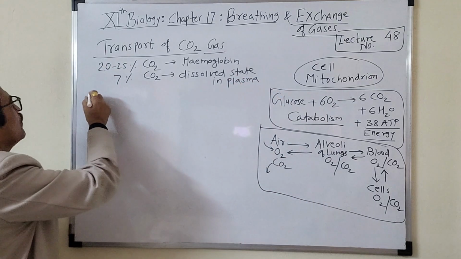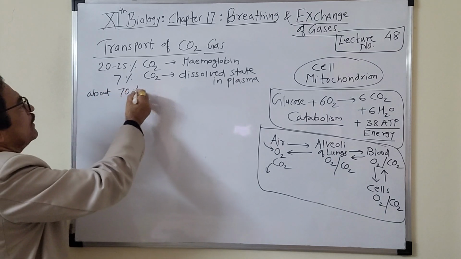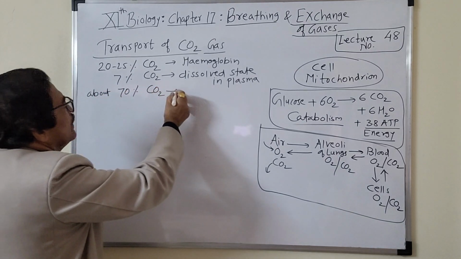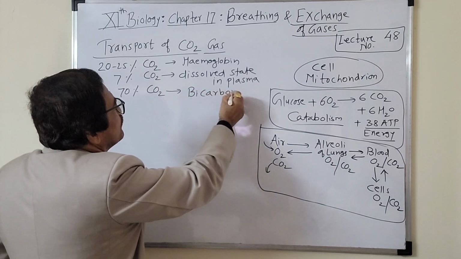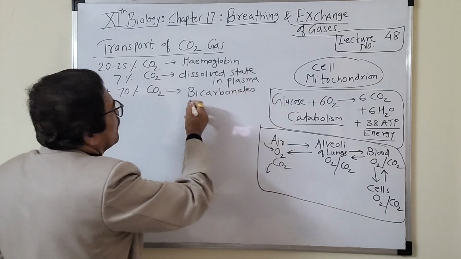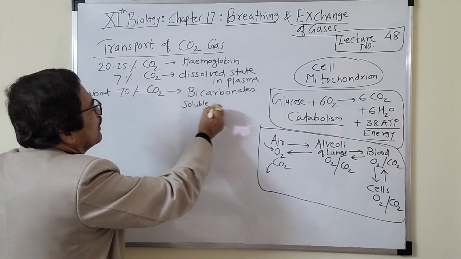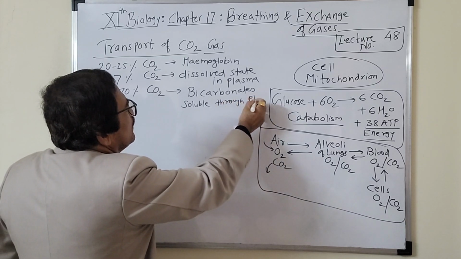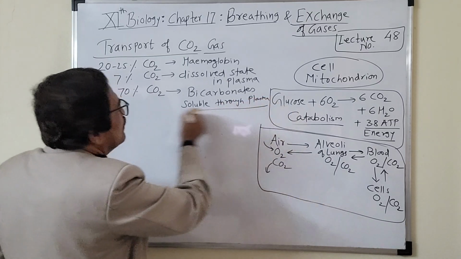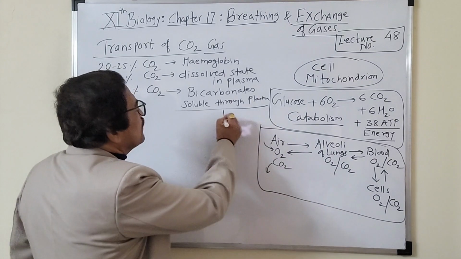And about 70% of CO2 is carried in the form of bicarbonates through the plasma. Bicarbonates soluble रहते हैं. They are soluble in plasma. Through plasma they are carried. Okay. So ये बात अच्छी तरह से ध्यान में रखो. Very simple. बाइकार्बोनेट यानी HCO3 माइनस आयन.